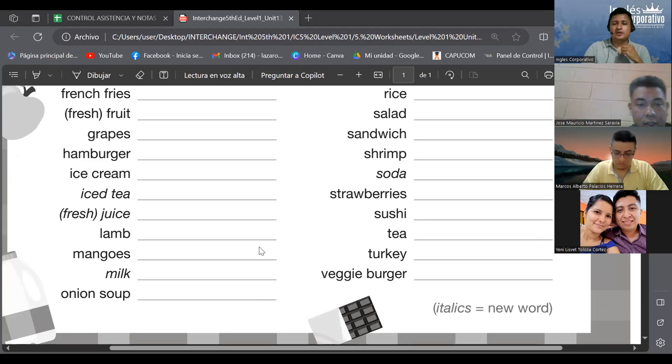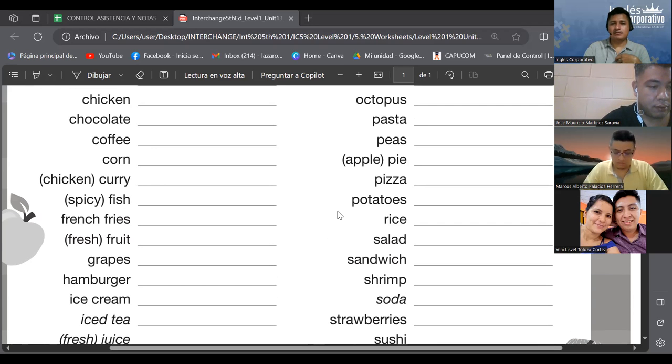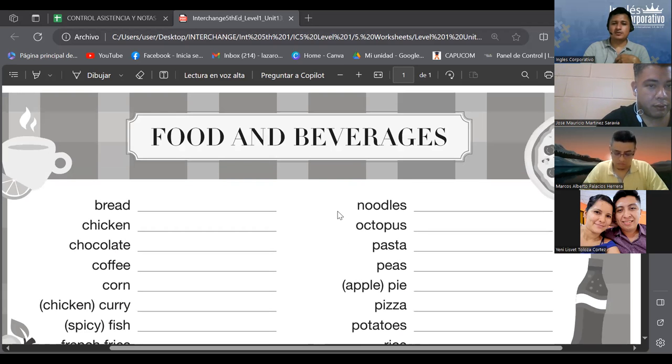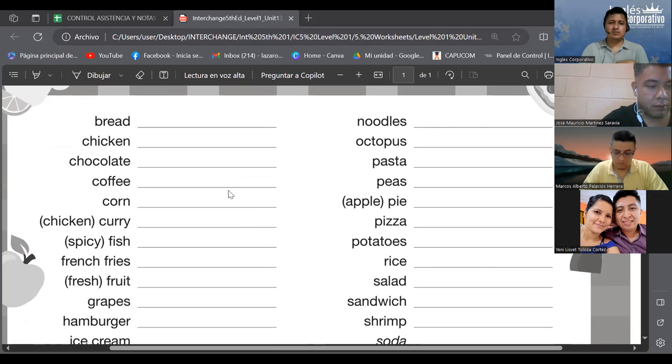Thank you. Veggie burger, right? Very good. Thank you so much, Freddy. Yes. So how do we learn this vocabulary? Is by making sentences using the vocabulary. Yeah, that is one key that you can practice with this vocabulary, right? Let's have some examples. Daniela, give me an example with bread, please.